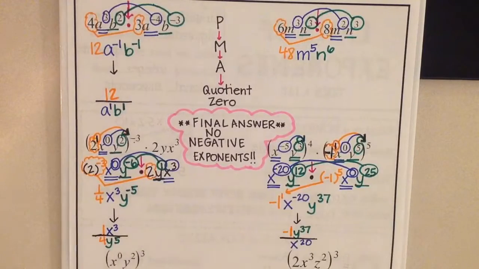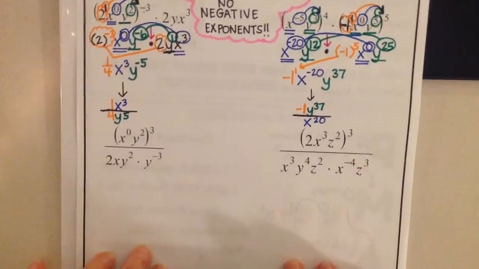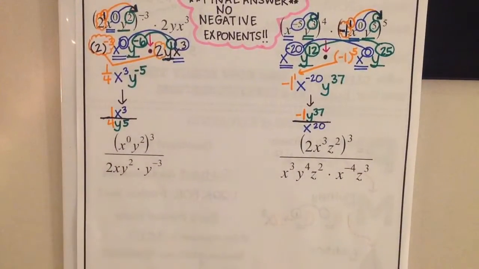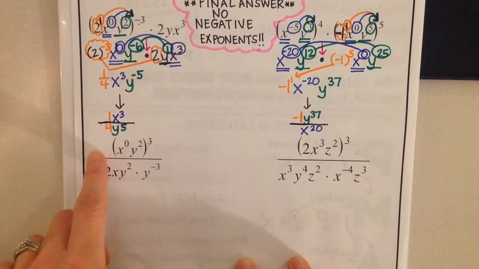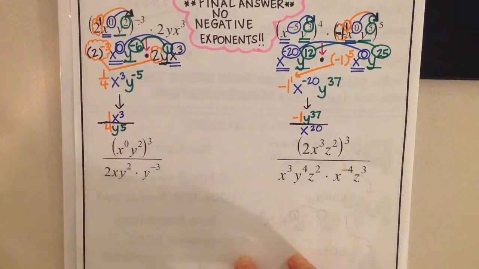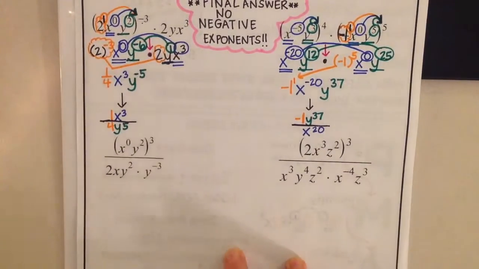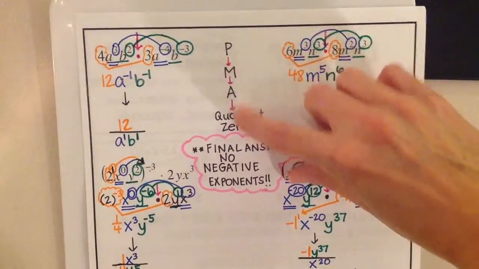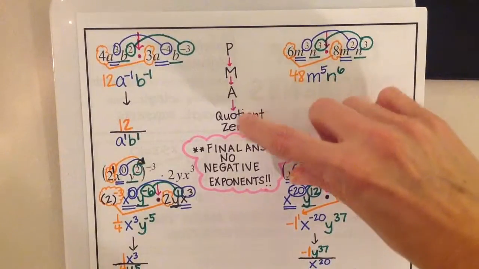All right, now let's look at our little bit of challenge problems here at the bottom. So now I'm really mixing in some stuff. Okay, if you see a giant fraction bar in your problem to begin with, that is a clue that you are going to have the quotient rule. So we're going to be looking at the quotient rule now. All right, but first, we still have to follow the order that we were following earlier. So we're going to do PMA, then quotient, 0, and then clear up any negative exponents.